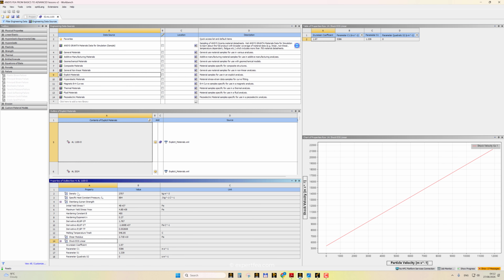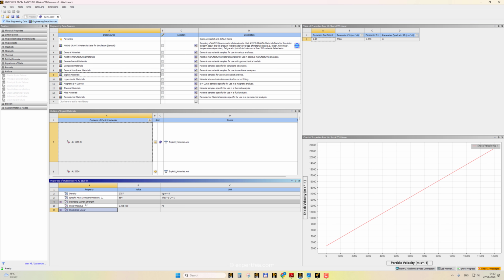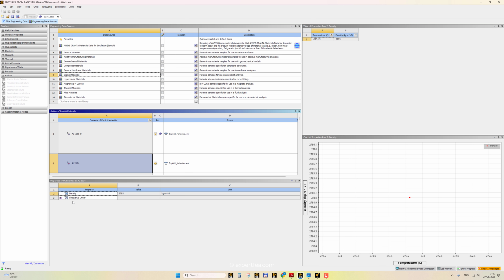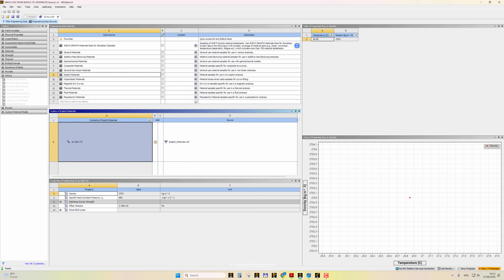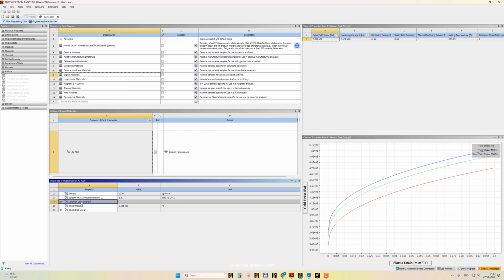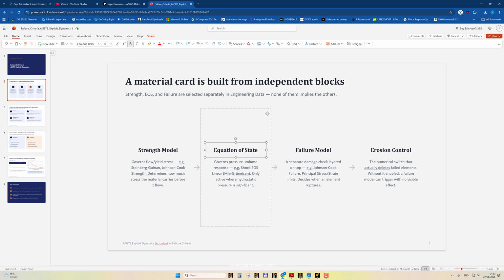Another example is this one. And please pay attention regarding the strength, okay? So here, for example, we have only shock equation of state. Here we have, again, Steinberg-Guinan. And for this aluminum alloy, we do have Johnson-Cook strength, but we do not have anything related to the failure criteria. Yes? And in a few minutes, you'll understand even more. Let's go back to the PowerPoint.